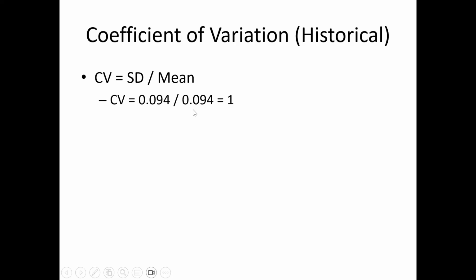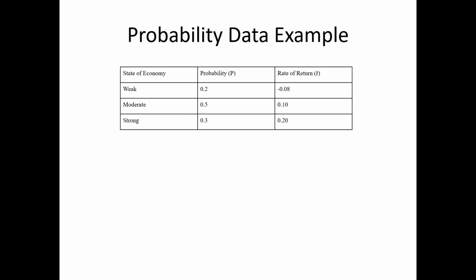Then I want to get the coefficient of variation. We get the standard deviation over the mean. So standard deviation over the mean, and you get 1. This is just revision, right? This should just be revision.